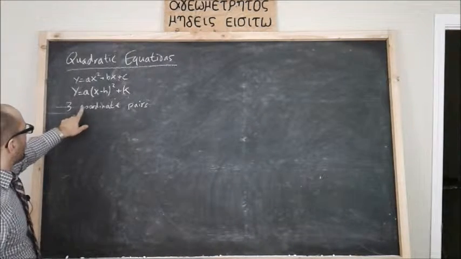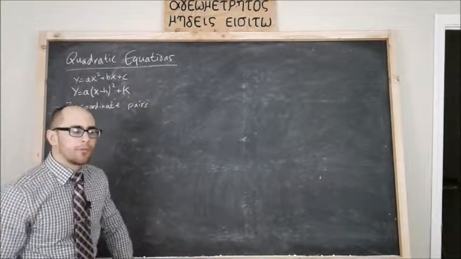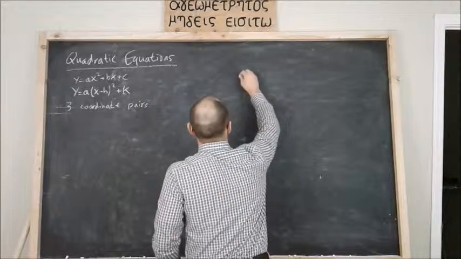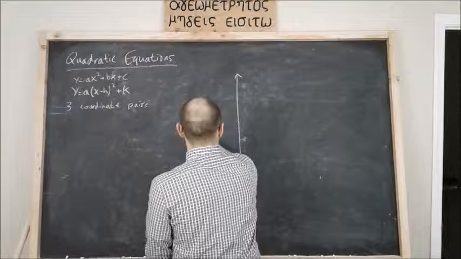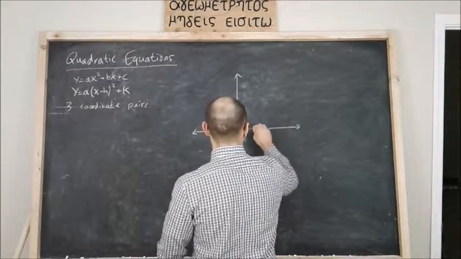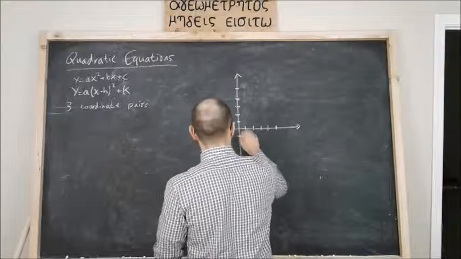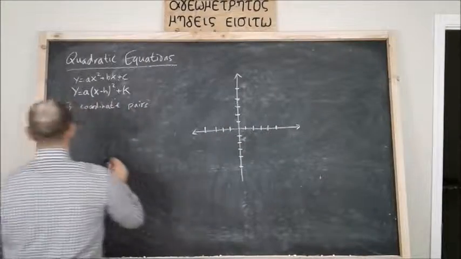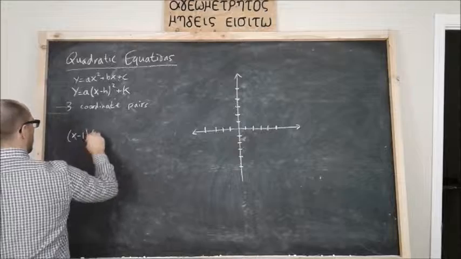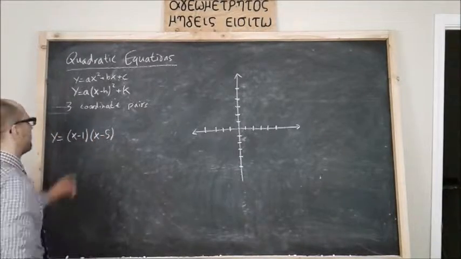But let's explore, why is this the case? Why do we need 3 coordinate pairs to define a unique quadratic equation? Well, let me draw my Cartesian plane. Let's do a simple example. Let's say x minus 1, x minus 5. Y is equal to that.